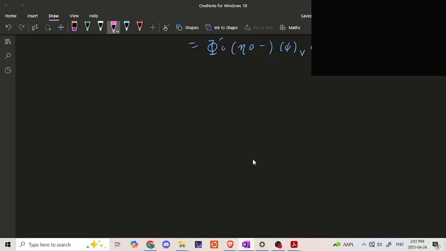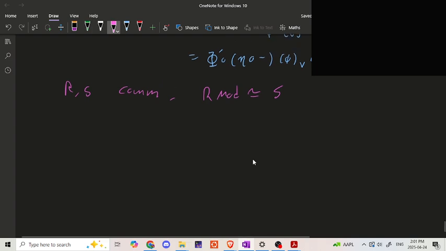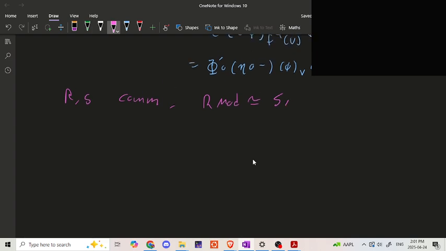So remember, one of the things that we're working towards is trying to prove that if R and S are commutative, and if their module categories are equivalent, then we would like to be able to conclude that R and S are isomorphic as rings.